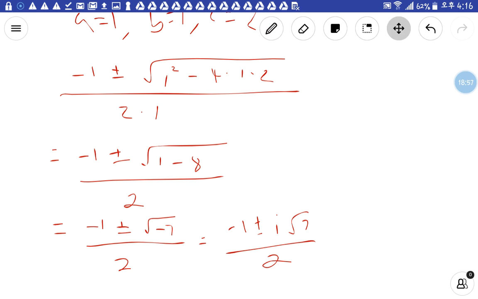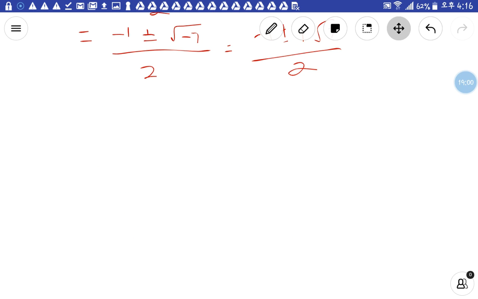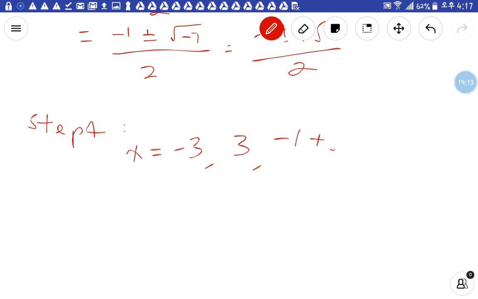So what are my 4 zeros? My x would be what? Negative 3 and 3, and then negative 1 plus i radical 7 over 2, and then negative 1 minus i radical 7 over 2. So you're having 4 of them. So by the fundamental theorem of algebra, there can be no other zeros. This is only 4.